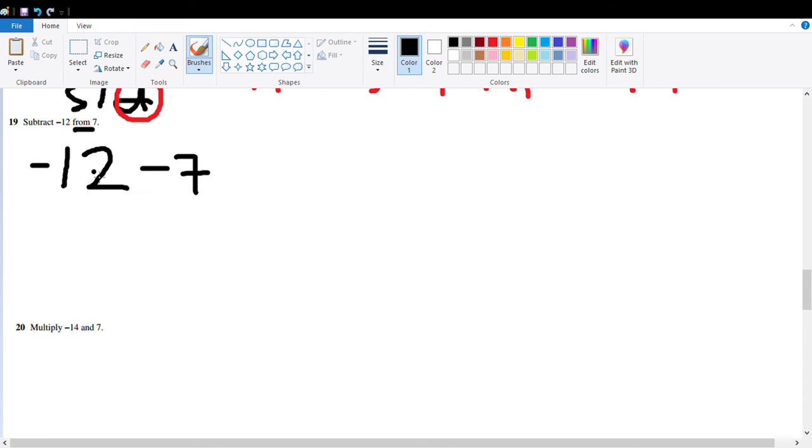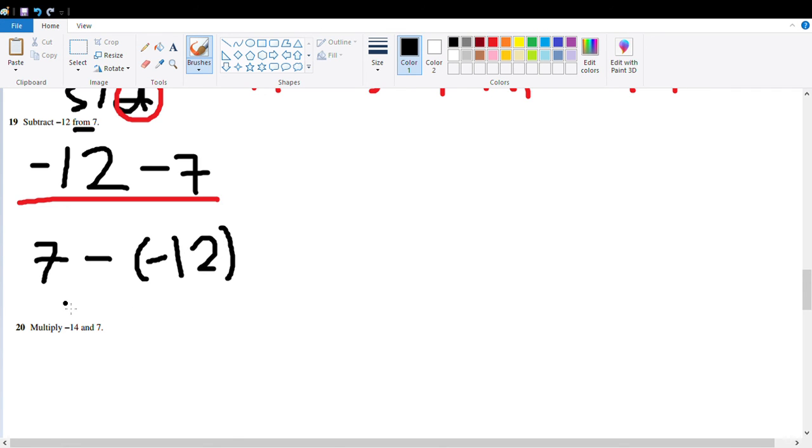So in this translation, are we subtracting 12 from 7 or are we subtracting 7 from negative 12? We're subtracting 7 from negative 12, right? And that's way different from the problem. So the order we did is wrong. What you should have written is 7 minus negative 12.